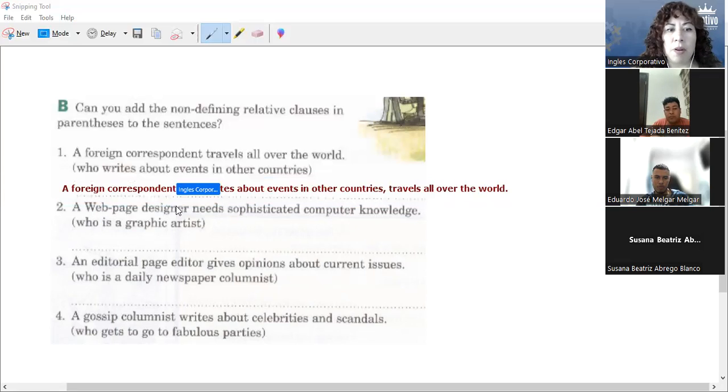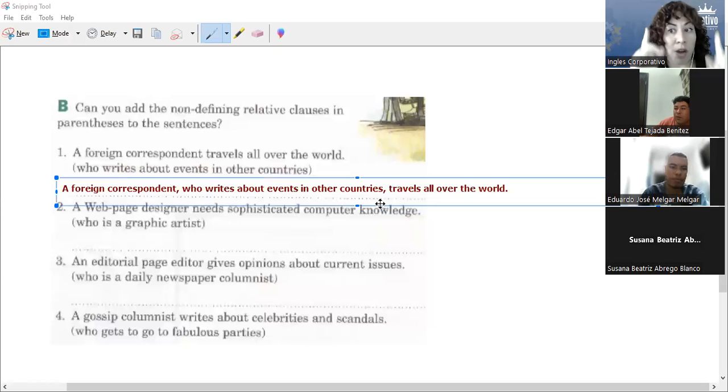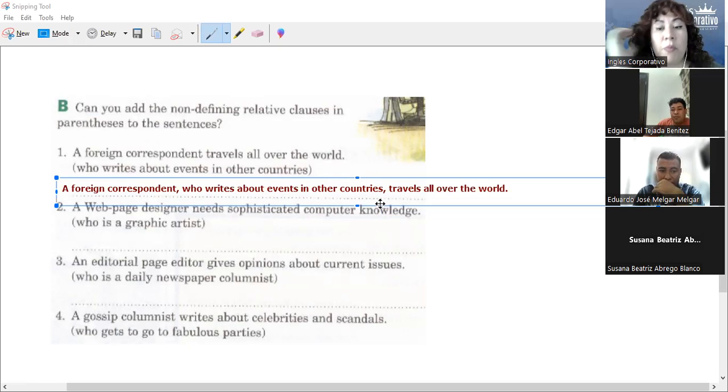Okay, remember, don't forget the commas. We need the commas directly after the thing that we are giving information about, or the person you're giving information about, and directly after the non-defining relative clause. So you have to put two commas. Don't forget about that. I was noticing that in some of your answers on the platform, some people were just putting one comma. Remember, you have to separate the whole thing with two commas. All right, next.